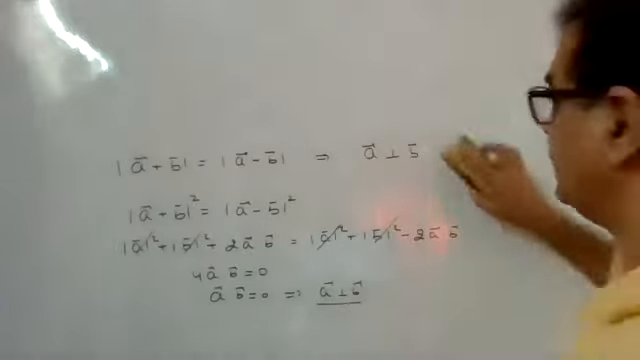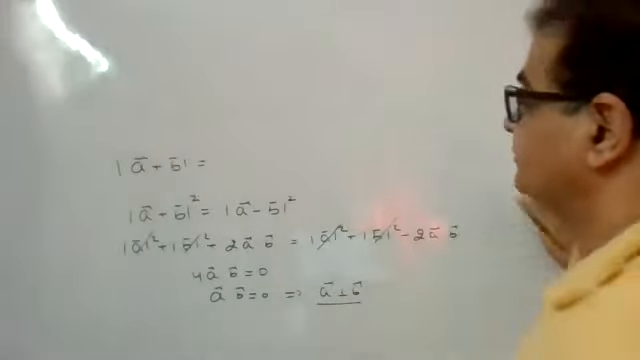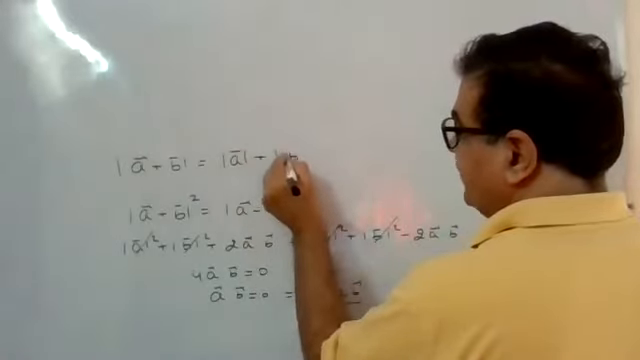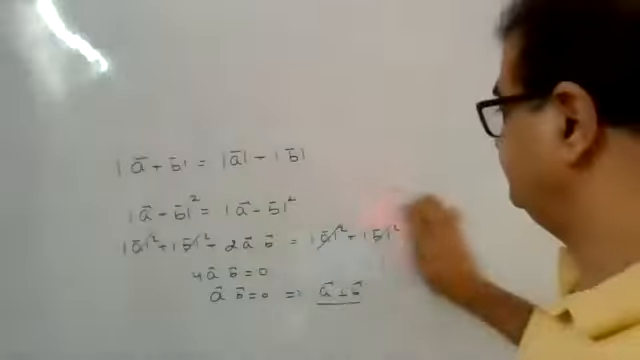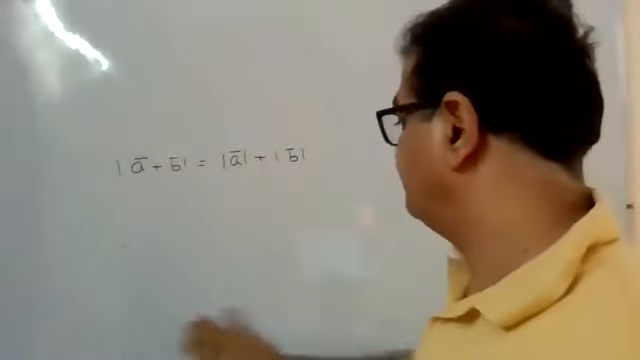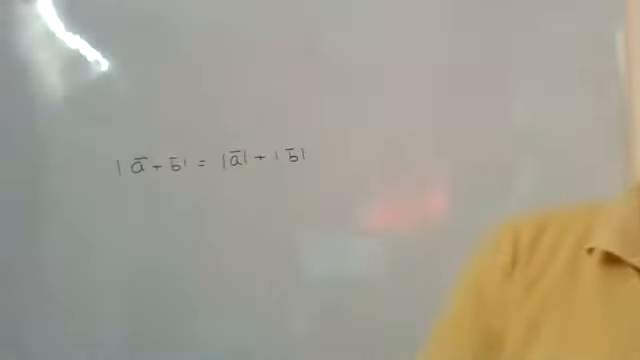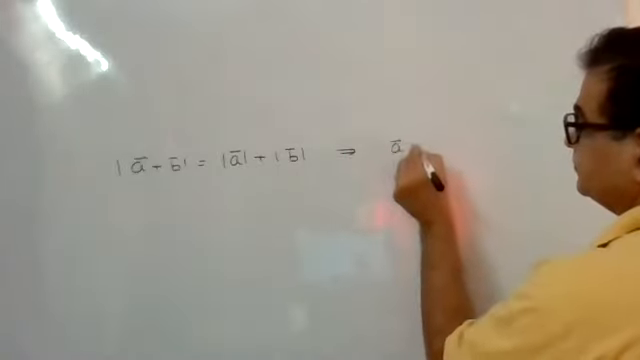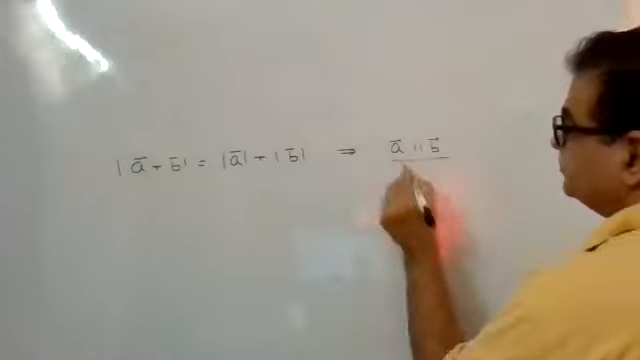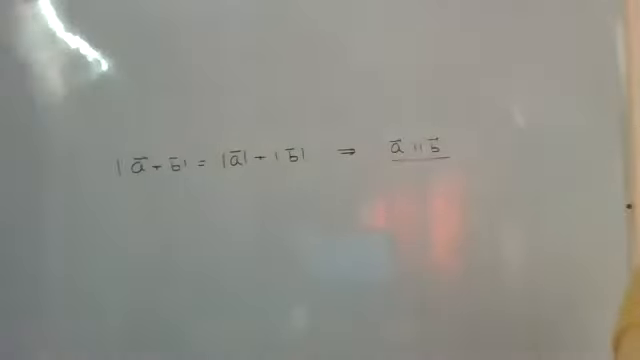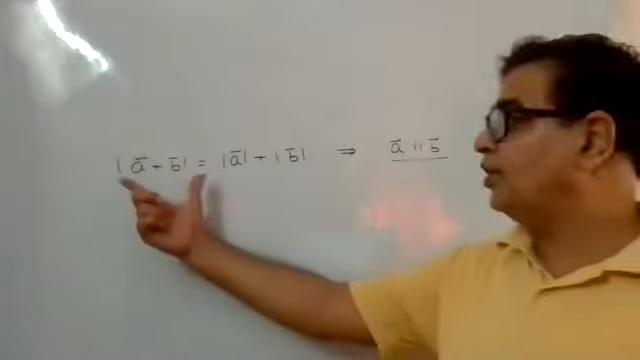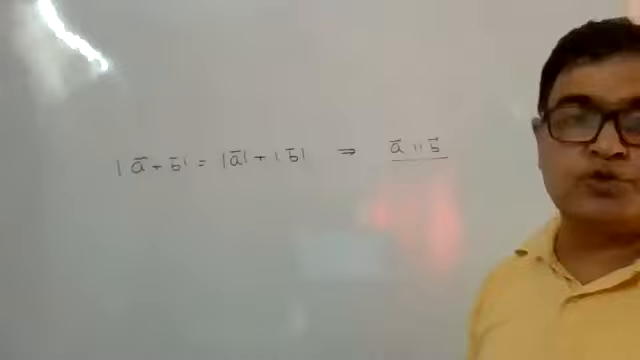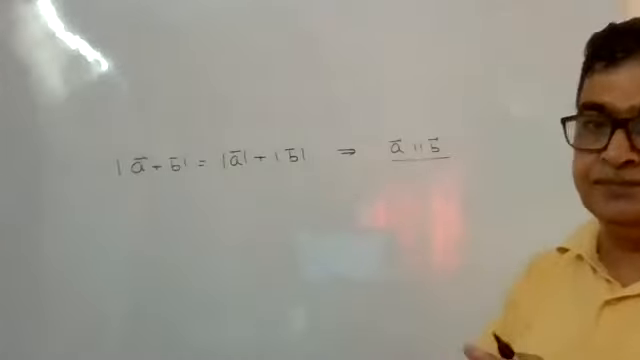Magnitude of A plus B, if equal to magnitude A plus magnitude B, then this implies A is parallel to B. This is the question we have. Magnitude of A plus B is magnitude A plus magnitude B. We have to prove that A is parallel to B.